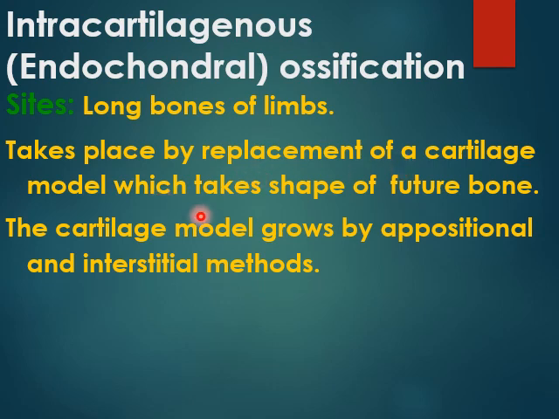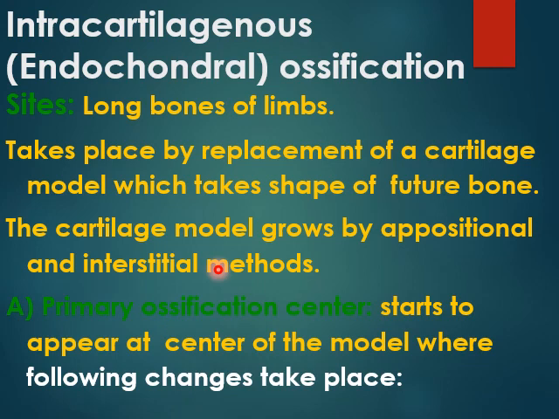The cartilage model grows by appositional growth. Which cell is responsible for the appositional growth, dear students? The inner chondrogenic cells. And the interstitial method, increasing in length, occurs by division of the chondrocytes. First, I'm having the primary center of ossification. As I said, the key for ossification is increased blood supply.